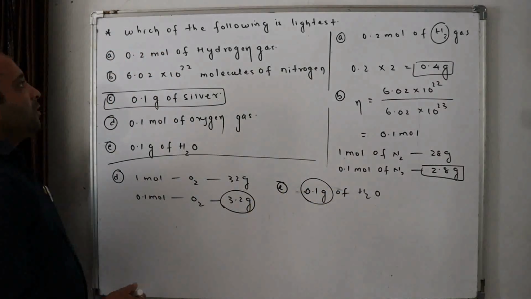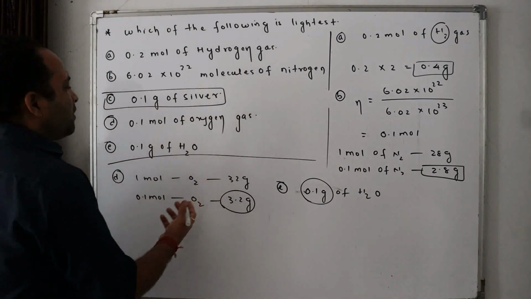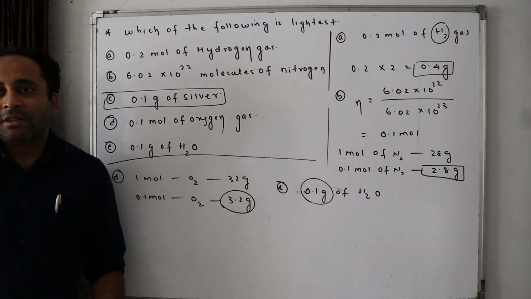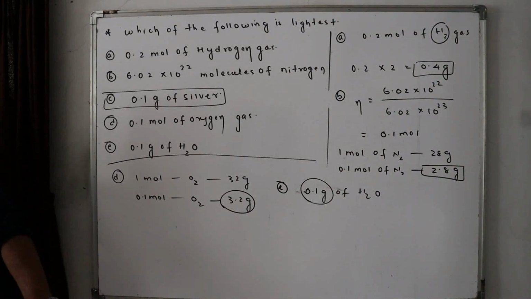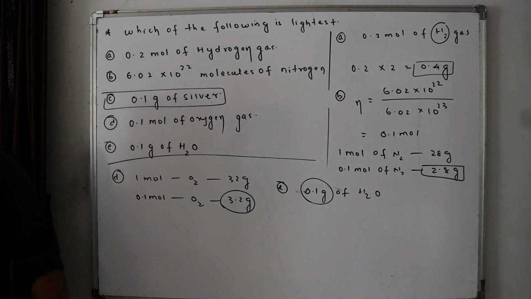Now the question is, which of the following is the lightest? Tell me. Here 0.1 gram of silver is given, 0.1 gram of water is given. So they both will be lightest, isn't it? Yes or no? Doubt? Clear concept?